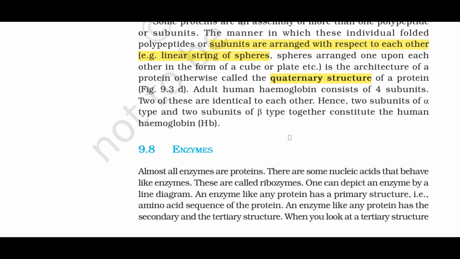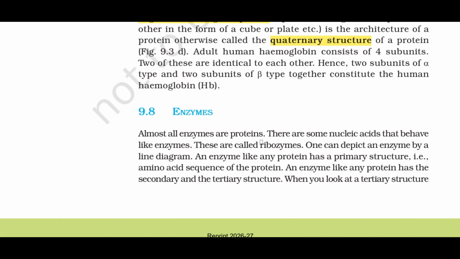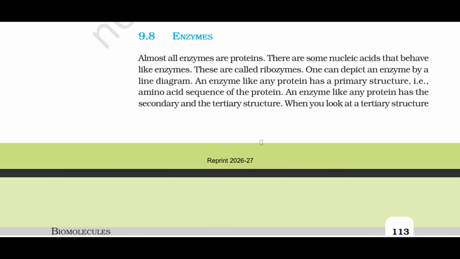9.3d. Adult human hemoglobin consists of 4 subunits. 2 of these are identical to each other. Hence, 2 subunits of alpha type and 2 subunits of beta type together constitute the human hemoglobin, Hb.